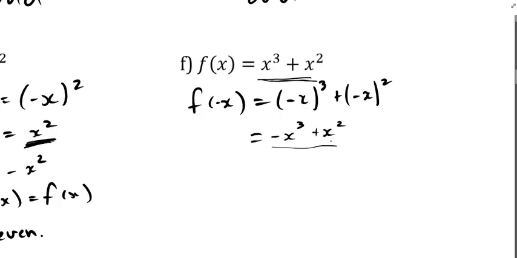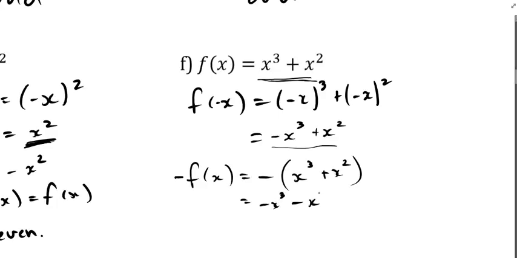Do you understand? Now it starts to click when you've seen one of each type, I think. What about -f(x)? Let's see if it's odd. That's like negative, and then what is f(x)? It's that. How do I simplify this? Negative x cubed minus x squared. So what's my conclusion? It's neither. Very good.